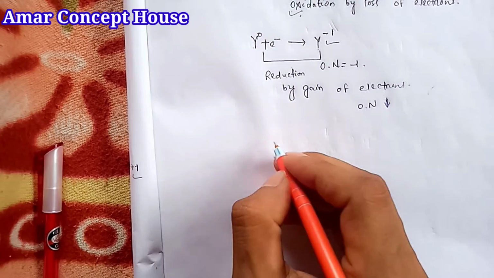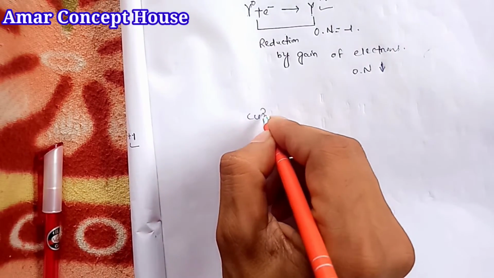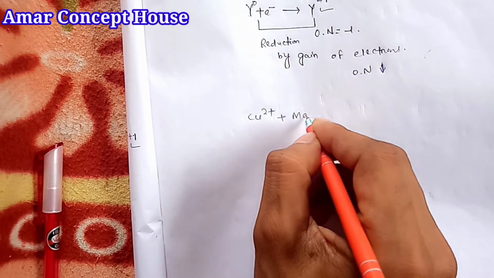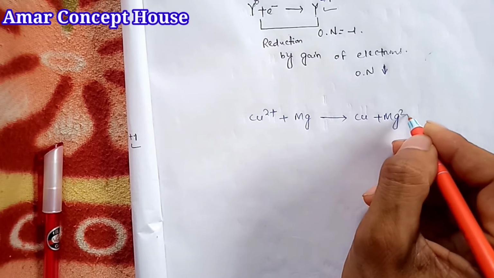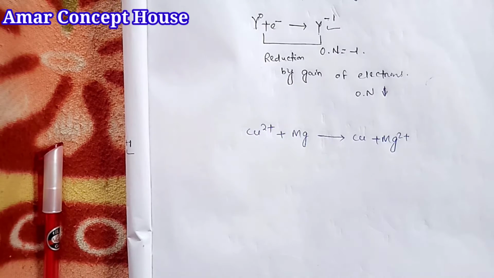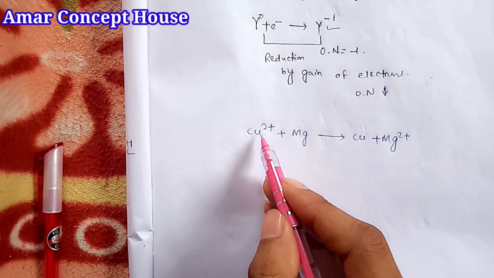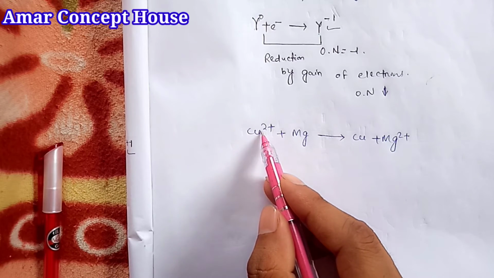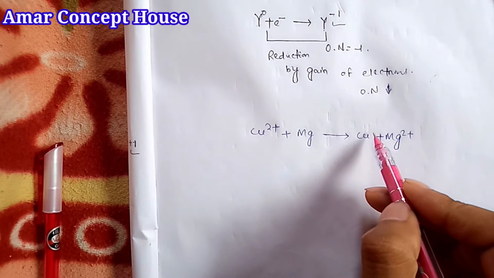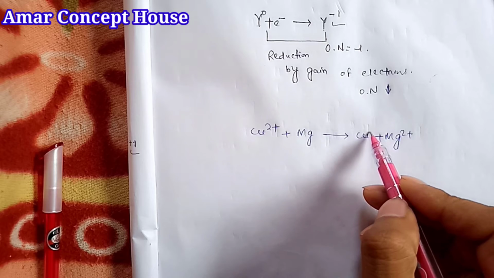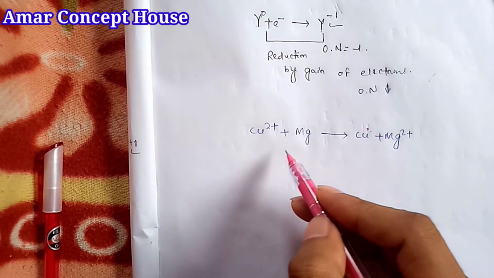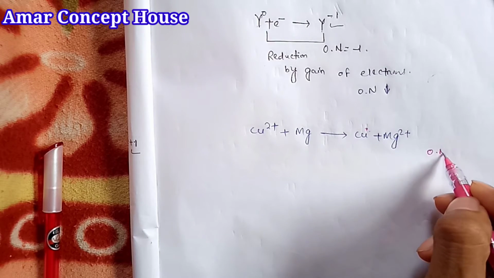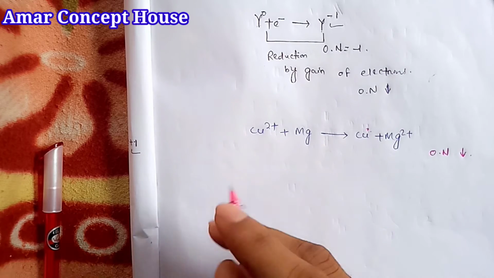Understood? Now see another example here: Cu2+ plus Mg gives Cu plus Mg2+. See carefully. Here the formal charge over copper is +2, but here the charge over copper is 0. That means copper is gaining 2 electrons. It means the oxidation number decreases, and oxidation number decreasing means reduction.